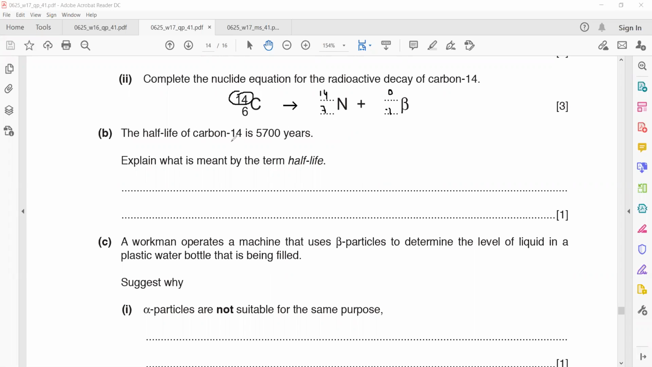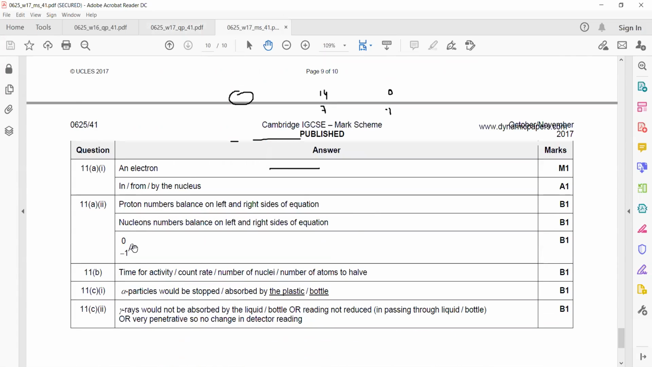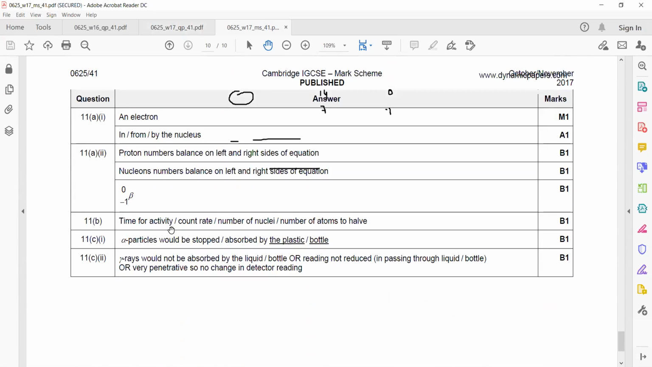The half-life of carbon-14 is 5,700 years. What is meant by the term half-life? What is the meaning of the term half-life? So the definition of half-life I will show from the marking scheme so that you can go through. So time for activity, count, number of nuclei or number of atoms to become half.